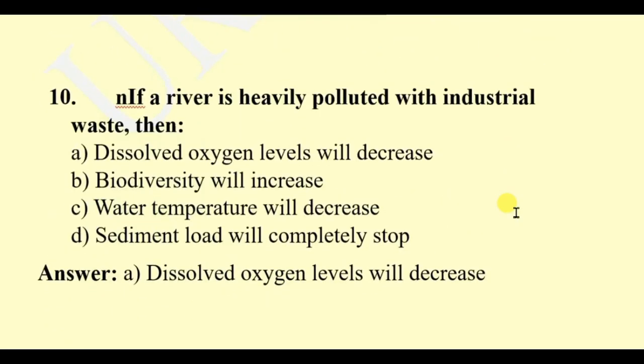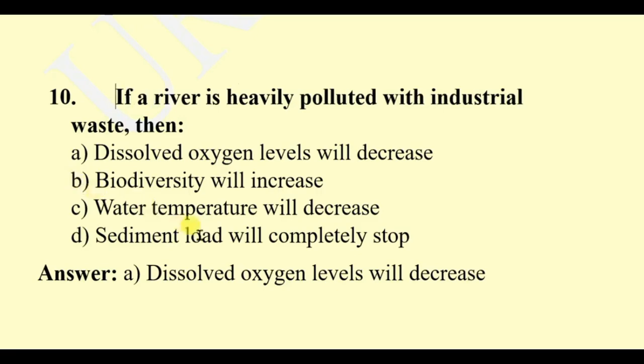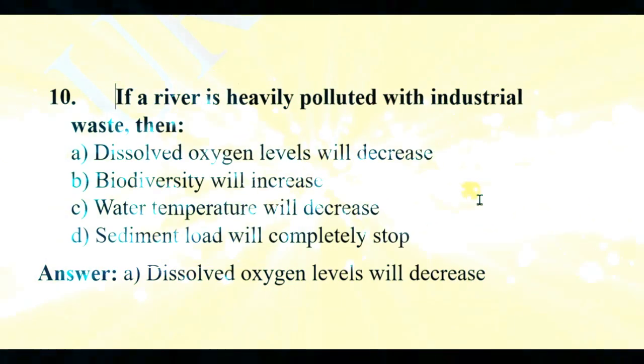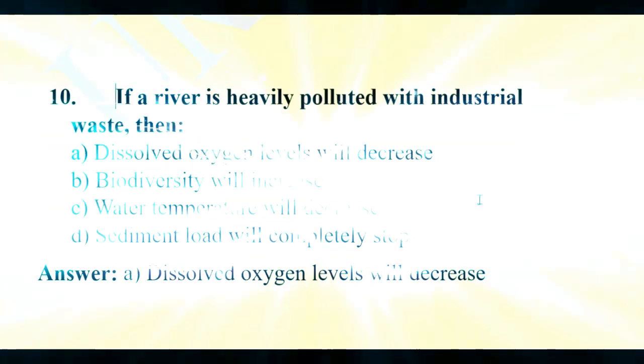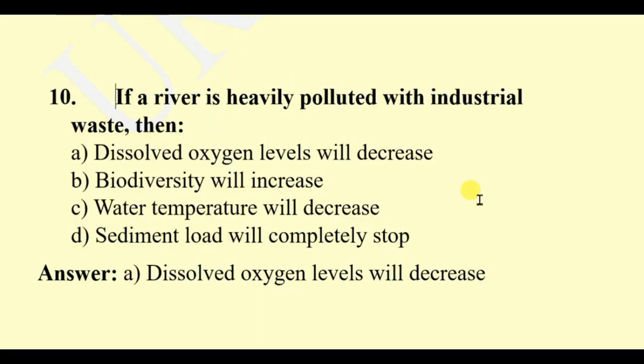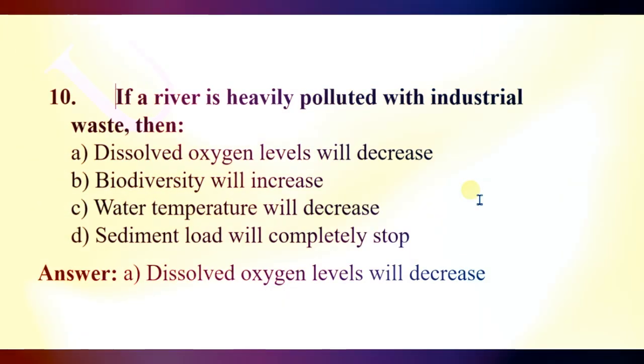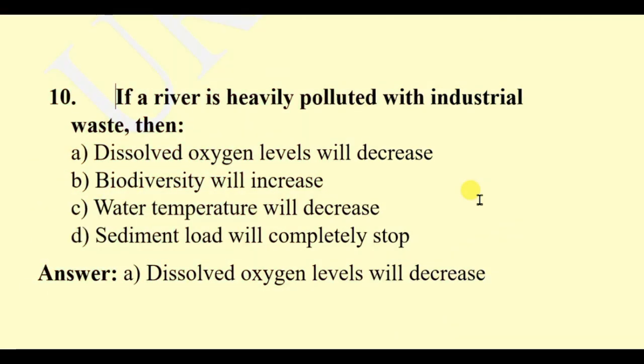Question 10. If a river is heavily polluted with industrial waste, then dissolved oxygen levels will decrease, biodiversity will increase, water temperature will decrease, or sediment load will completely stop. Here the right answer is that dissolved oxygen levels will decrease. It means the oxygen within the water will decrease due to heavy industrial waste pollution.